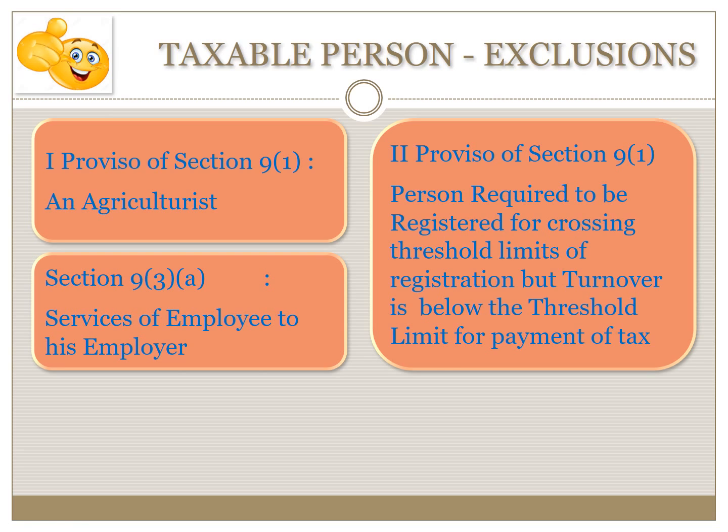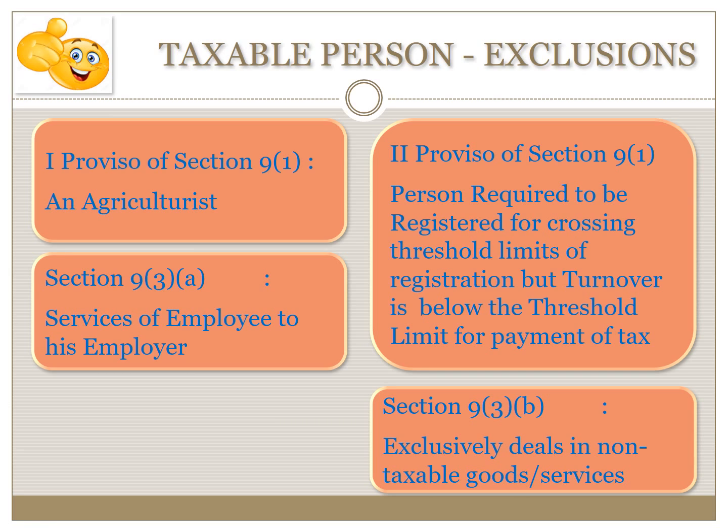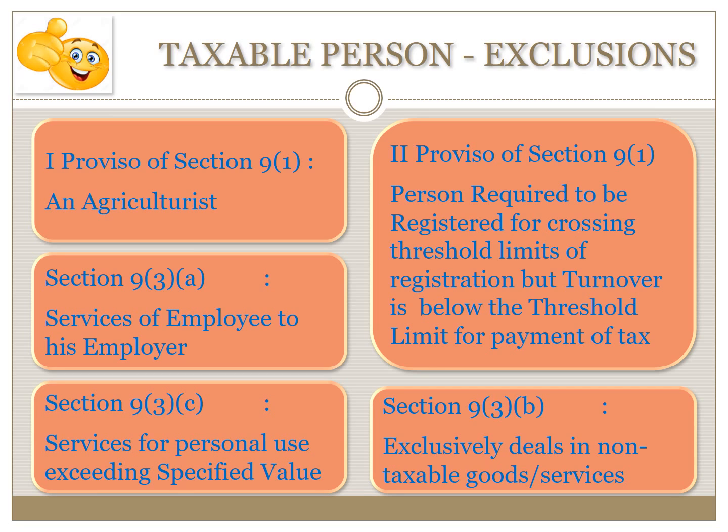Under subsection 3A of section 9, services of employee to his employer. It may be noted that reverse of this relationship is not exempted. Under subsection 3b of section 9, person who exclusively deals in non-taxable goods or services. Under subsection 3c of section 9, services for personal use exceeding the threshold limit to be prescribed.